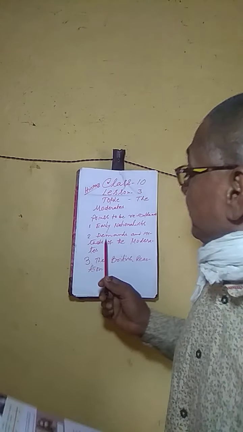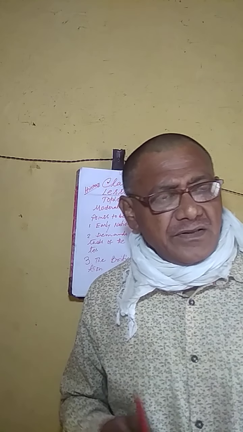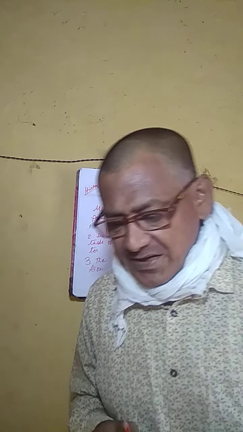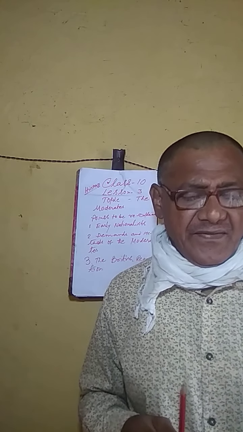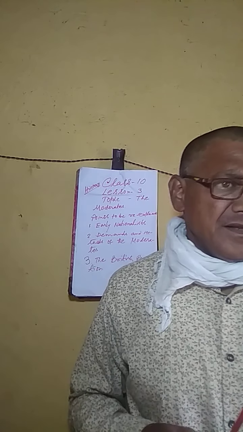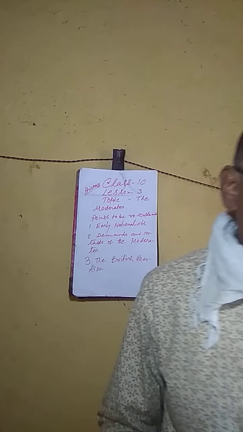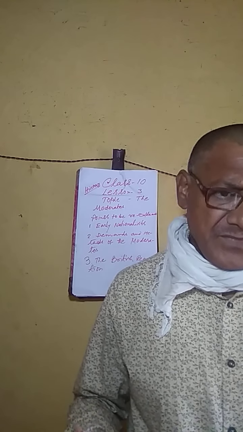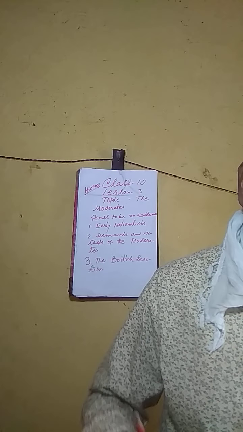And now, demands of the moderates. What were the demands of the moderates? There were certain demands that the moderates presented before the British government. Number 1, constitutional demands. Second, the economic demands. Third, administrative demands. So these were the demands the moderates made. And other demands also they presented before the British government. Later I shall discuss it.